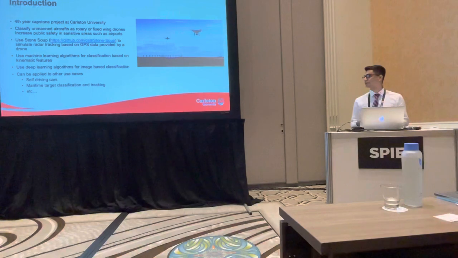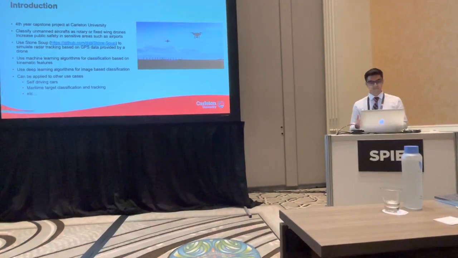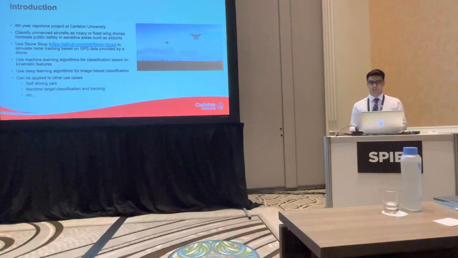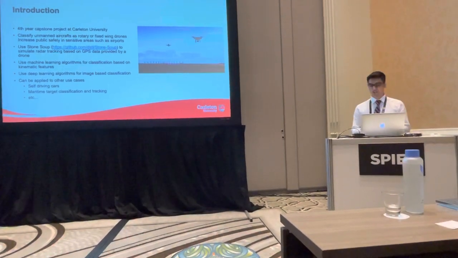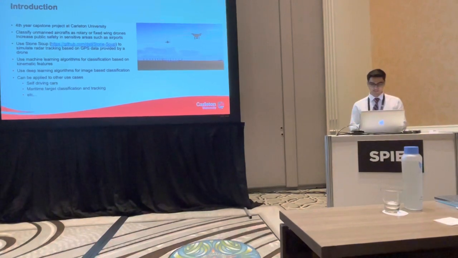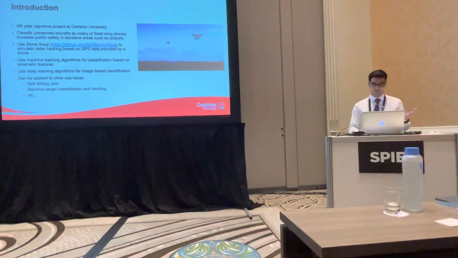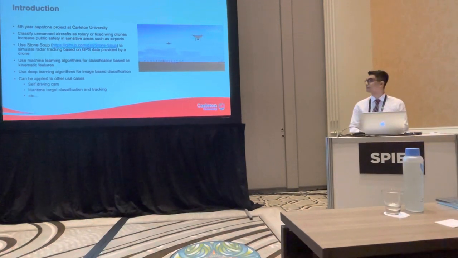And I just want to mention, while we're using this in the application of fixed or rotary wing drones, it can be applied to other applications such as self-driving cars or maritime target classification. It's just a trajectory at the end of the day, and there's just an idea of whether it's fixed or rotary wing, or it could be something else like pedestrian or stuff like that.